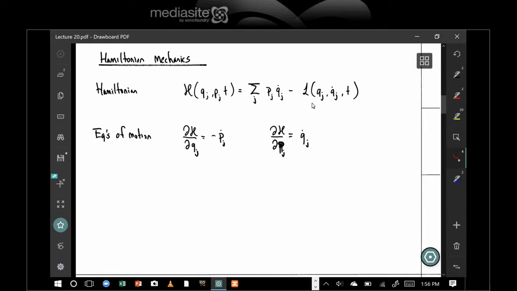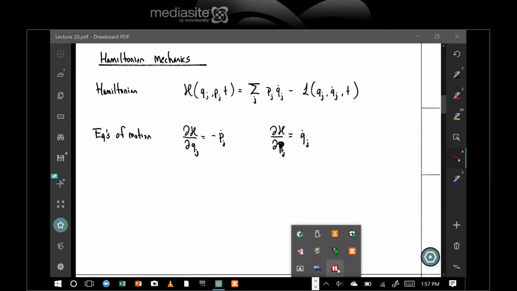However, when doing this, I still have to get the Lagrangian. So for every problem in Hamiltonian mechanics, I have to do just as much work as in Lagrangian mechanics. Okay, so let's take a look at the steps. Actually, let's first take a look at the steps for solving a problem.